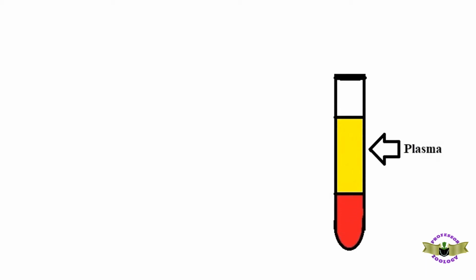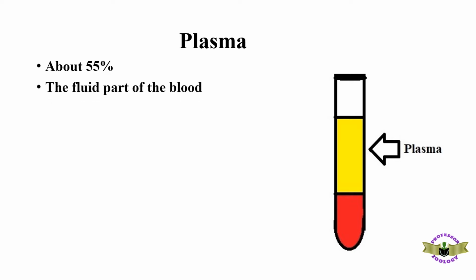What is plasma? Plasma is a very important and very abundant component of our blood. It is about 55% of our blood volume. It is actually the fluid part of the blood. It contains many solutes dissolved within it.